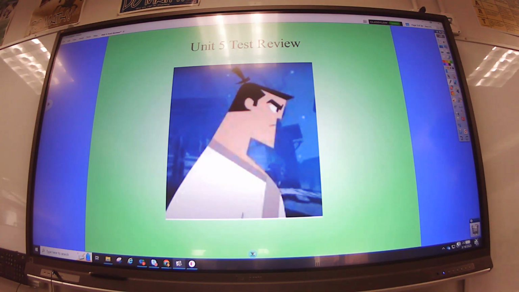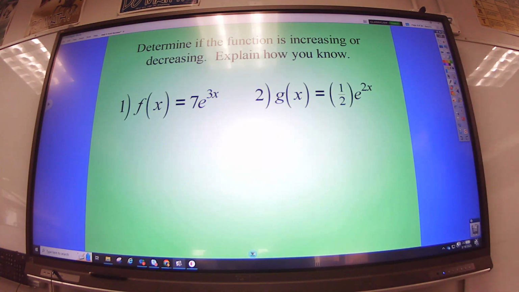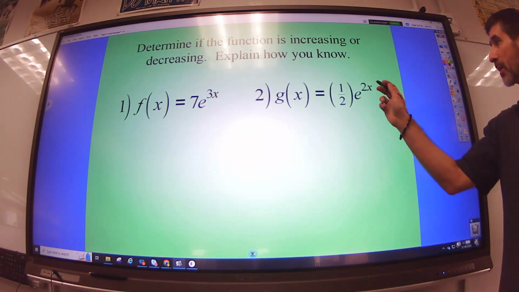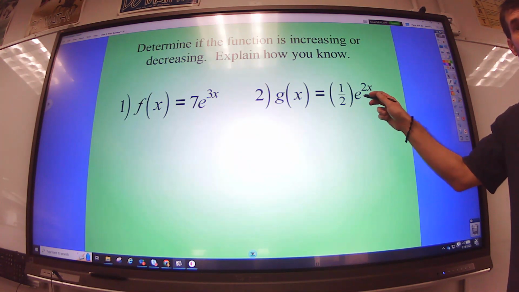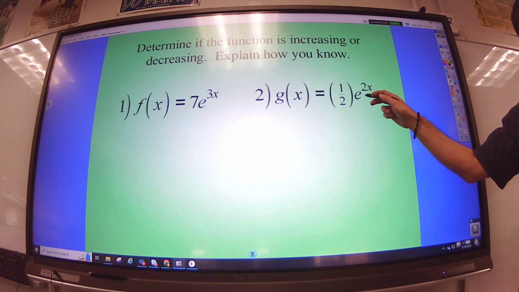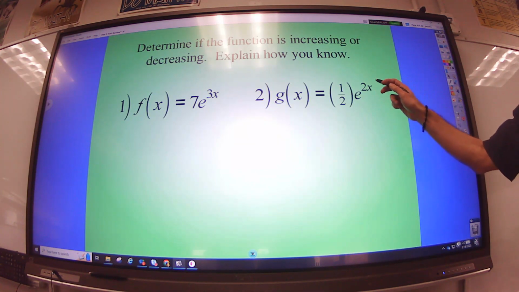Okay. All right. Determine if the function is increasing or decreasing. Explain how you know. Well, as long as the exponent is positive, and this is a number bigger than 1, it will increase. Is e bigger than 1? Yeah, approximately 2.72, 2.71. So this is increasing. This is also increasing because this is bigger than 1, and that's positive. So therefore, increasing, positive exponents. Now, if this base was a fraction, that'd be a different story. So, let's move on, shall we?